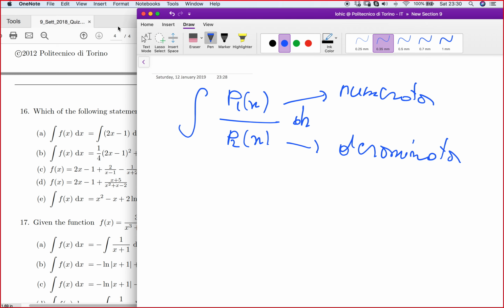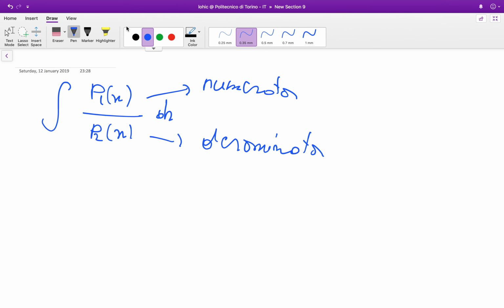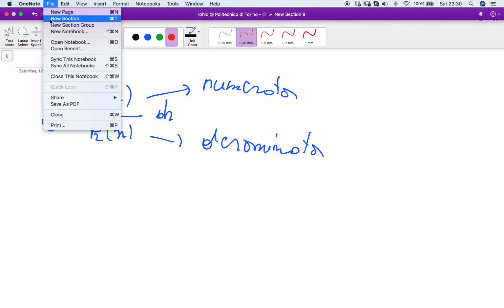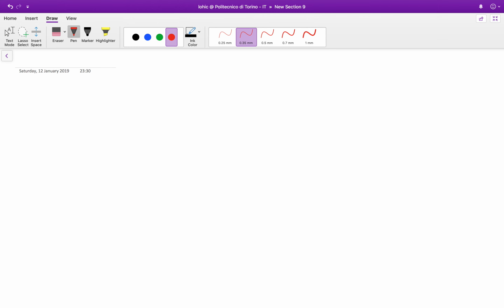Okay, guys. In this lecture, we are going to talk about how to solve what we call rational integrals. Let me clean the board first. Okay, what are rational integrals? So let's talk about rational integrals.